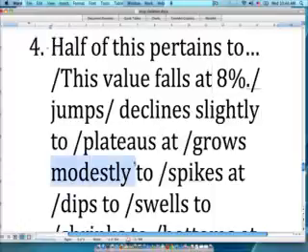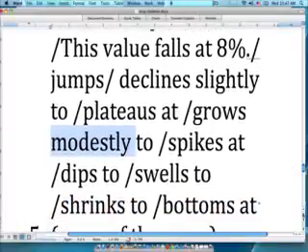Modestly, good word to know. You could say it falls modestly to, it rises modestly to, modestly is a great word just to describe those small little changes that occur in your source.